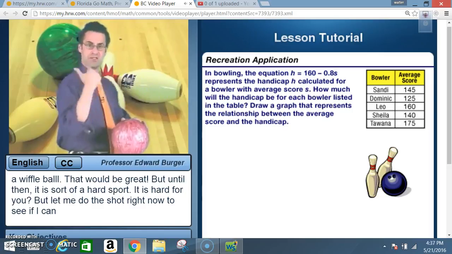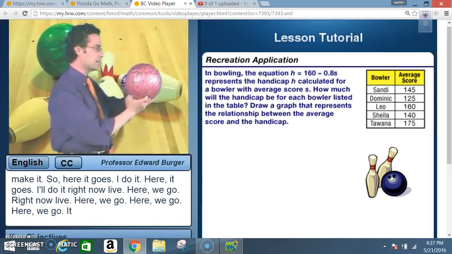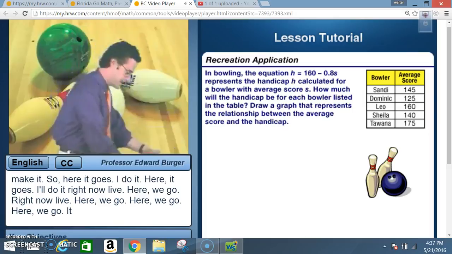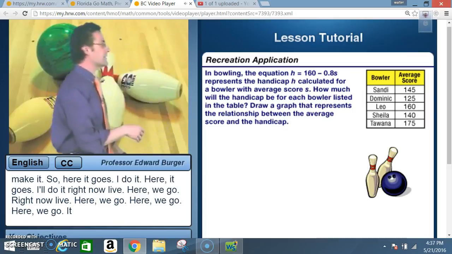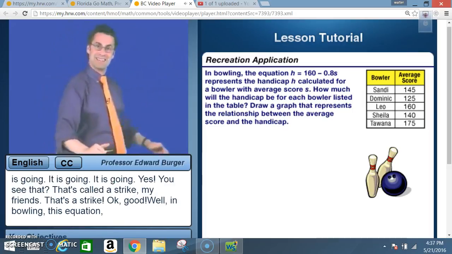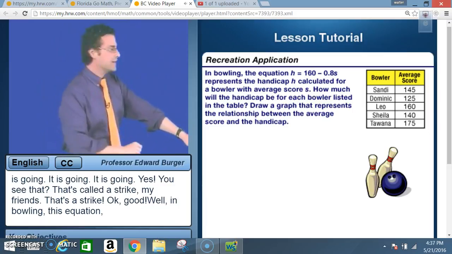But in fact, let me actually do a shot right now. See if I can make it. Here we go. In fact, I'll do it right now live. Here we go. It's off. It's going. It's going. Yes! You see that? That's called a strike, my friends. That is a strike. Okay, good.